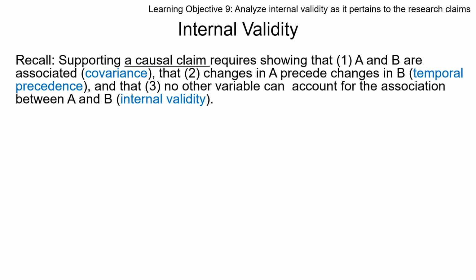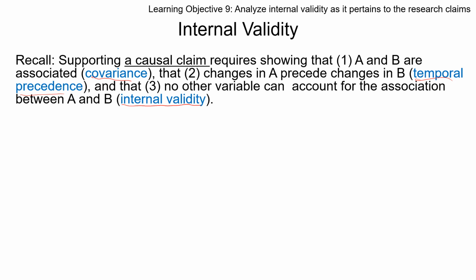This gets us to our final learning objective, that is to analyze the internal validity as it pertains to the research claims. So again, recall those three conditions of supporting a causal claim. First, that there's covariance. Second, that there's temporal precedence. The two variables are related and variable A comes before variable B, and then finally that no other variable can account for the association between A and B, also called internal validity. That's what internal validity is.